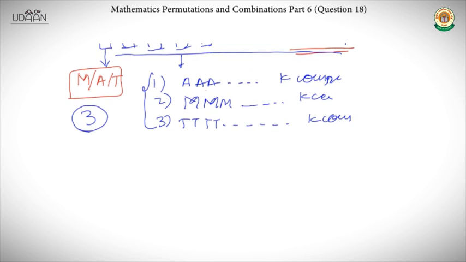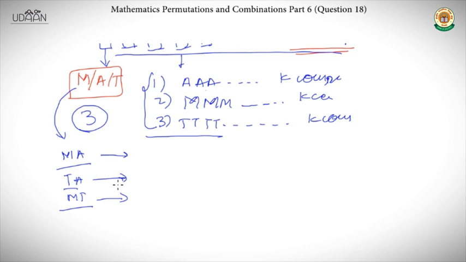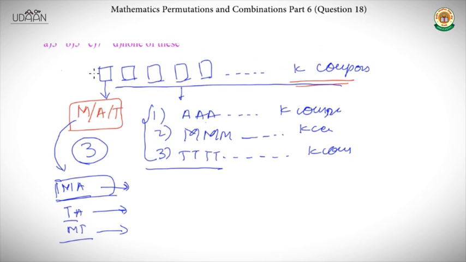Now comes the cases when we have any two of them, like we have M and A but we don't have T, we have T and A, we don't have M, or we have M and T, we don't have A. In these cases also we cannot spell MAT. So let us see the number of ways in which we can have M and A. So basically we are seeing k coupons. In these k coupons, when we are talking about M and A, each coupon has two options. Either it can be M or it can be A.